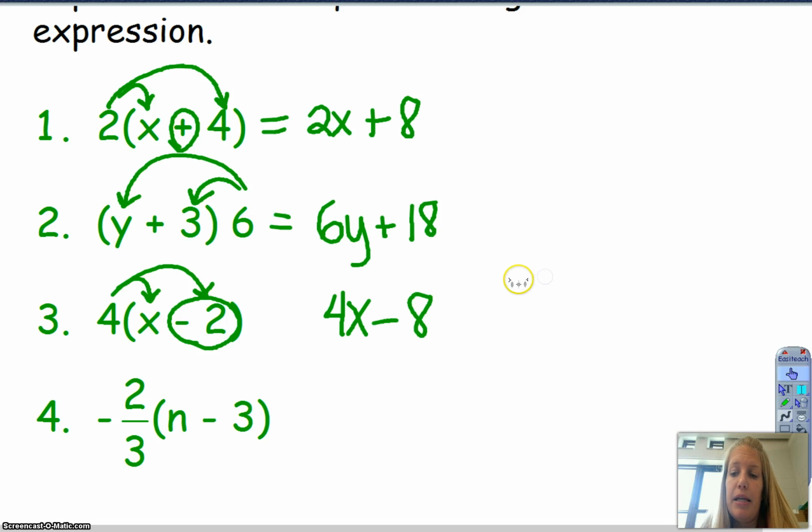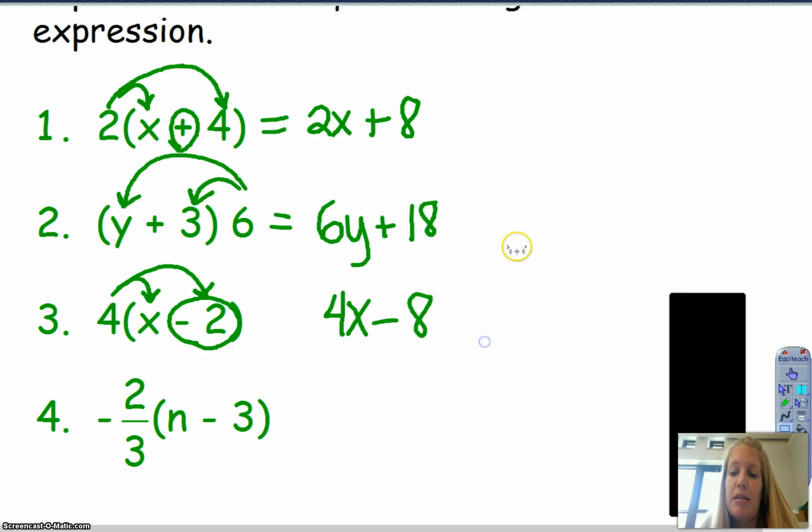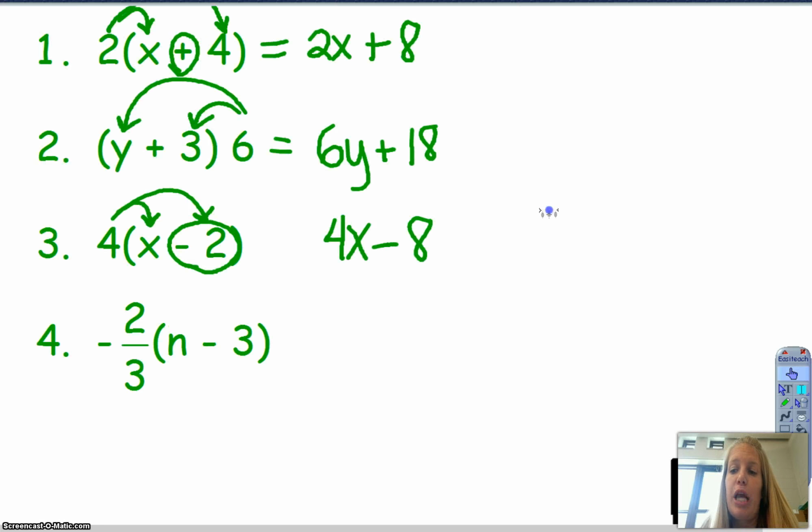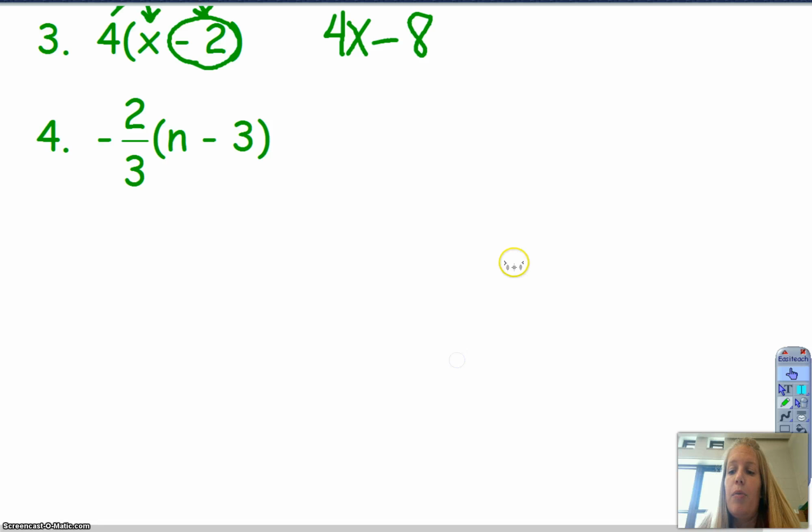Okay, next, on the last one, I'm just going to get a little bit more space to write because this is my challenge one. The reason why it's a challenge, well, 1, I threw a fraction in there, and I know that sometimes you don't like fractions. And 2, it has a negative sign in there, and that's going to also throw you off. So the first part's easy enough. You do negative 2/3 times n, and you get negative 2/3 n. So you just put them together for multiplication.